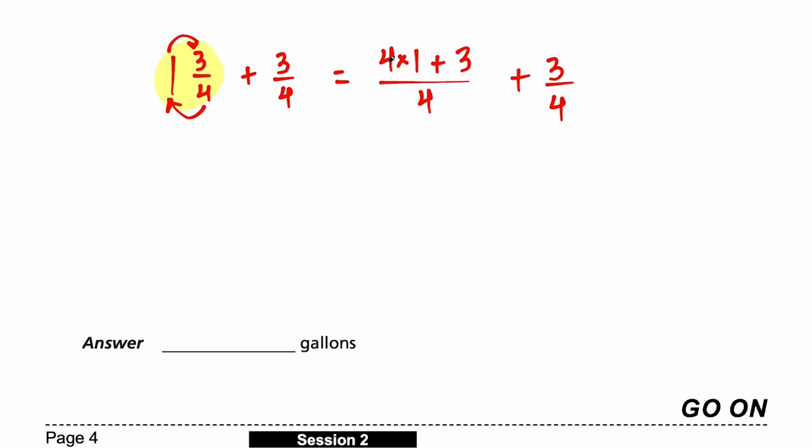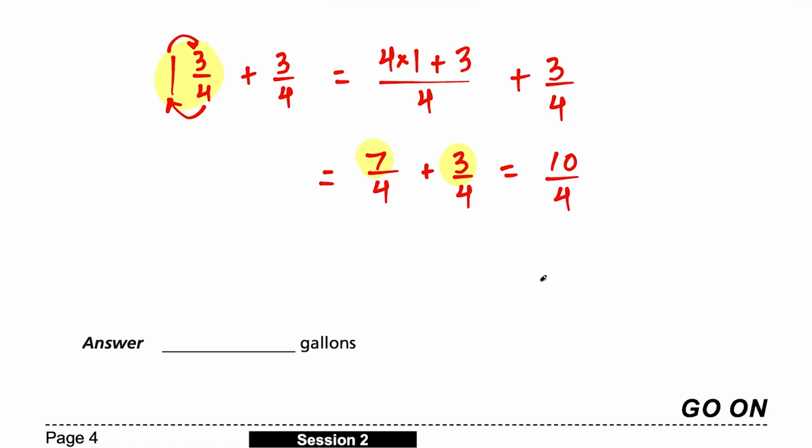So from here, 4 times 1 is 4. Next, 4 plus 3 is 7. That gives us the first fraction simplified as 7 over 4. So we have 7 over 4 plus 3 over 4. Notice that we have two fractions with the same denominator, so I could add 7 plus 3 is 10, and I get 10 over 4.